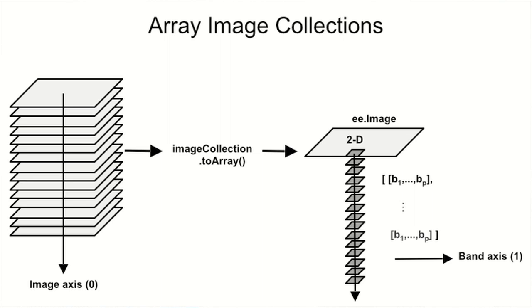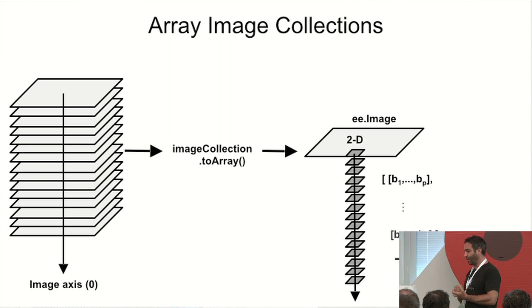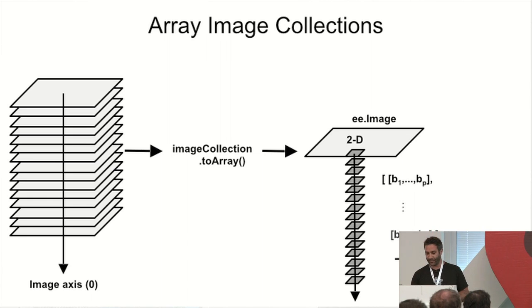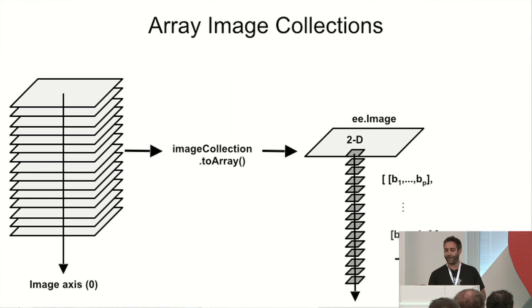Okay, so that's sort of the single image story here. But you can also call .toArray on an image collection. And what happens when you call .toArray on an image collection is that what you get out the other end is an image, specifically an array image. And the time dimension, if you will, is arranged on the 0 axis, and the bands are arranged on the 1 axis.